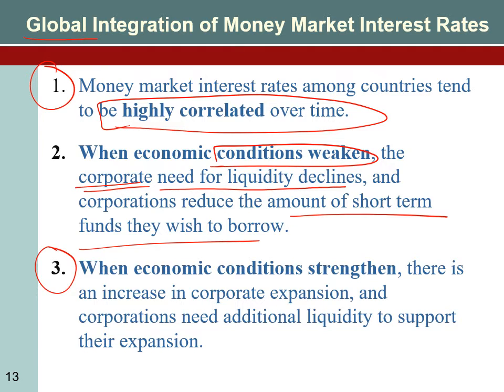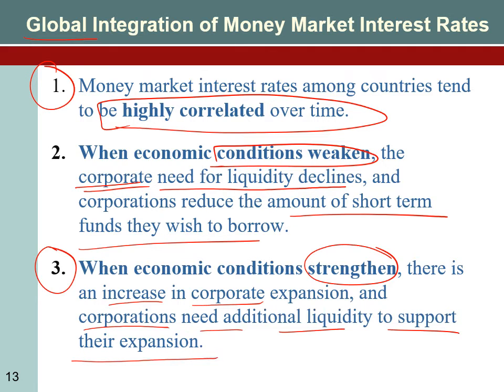so the third one is when economic conditions strengthens. What does it mean? Business is booming, they want to expand the business. It means there is an increase in corporate expansion, and the corporations need additional liquidity to support their expansion. What happened? They are creating demand for short-term funds in order to meet their liquidity. So liquidity means all those commitments that are paid within 1 year.